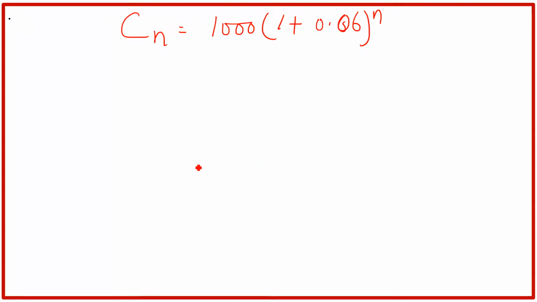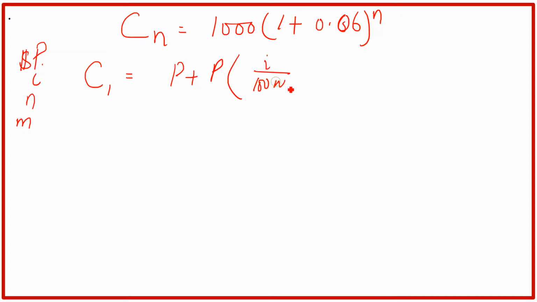We now extend this result to derive a formula for the accumulated value Cn of an initial investment of $P, right? We will represent the initial investment with P. I is the interest rate, N is the number of periods, and M is the number of times per year, how many times in a year. After the first interest period, from C1 we will write P plus P into I divided by 100 into M.